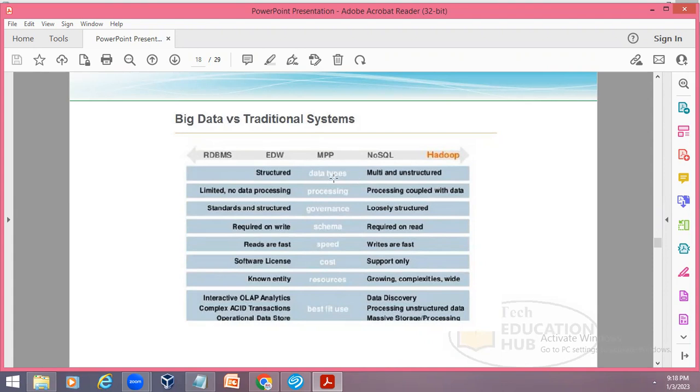So it's like the data type. In RDBMS, we have structured data, but in Hadoop, we have multiple formats of data: structured, unstructured, and semi-structured. Here, one correction: writes are slow here, not fast. Okay. In Hadoop, the writes are slow.